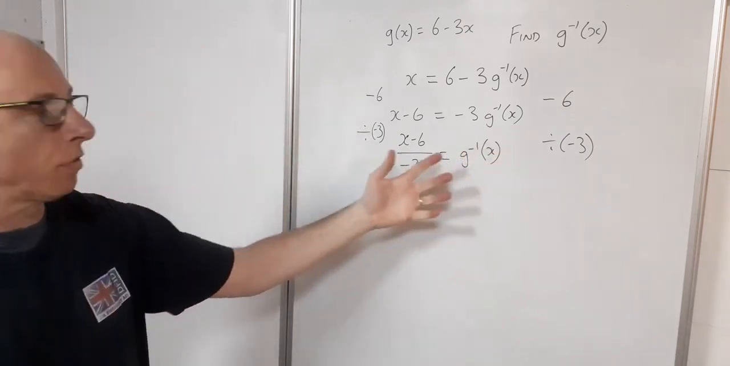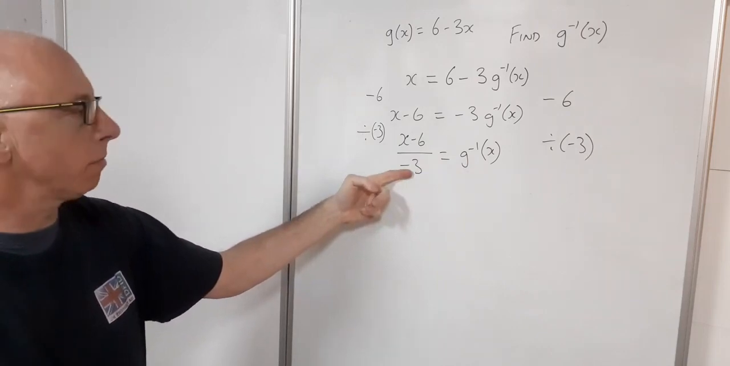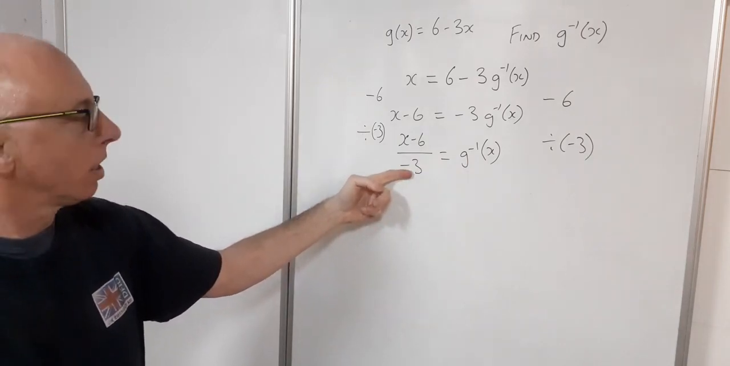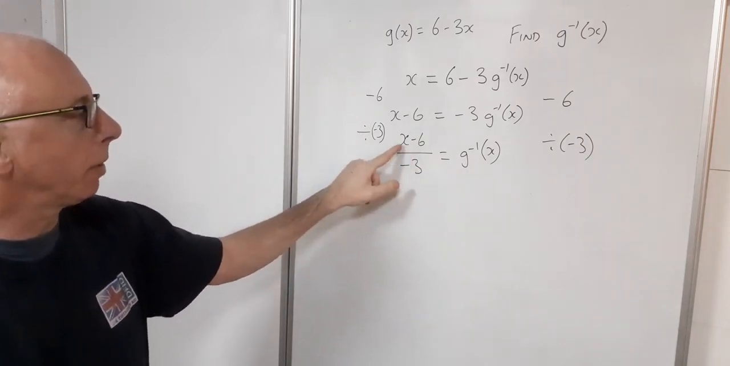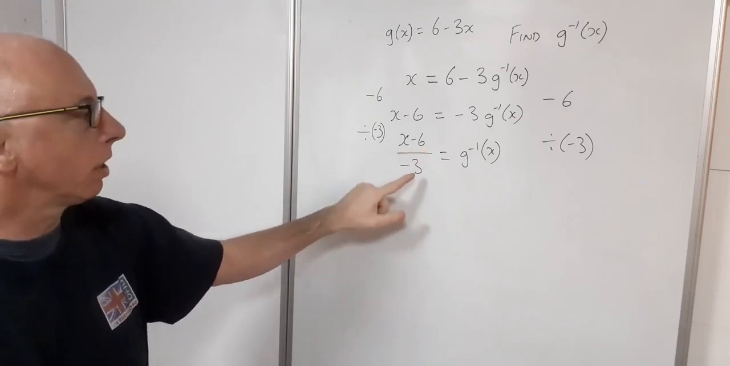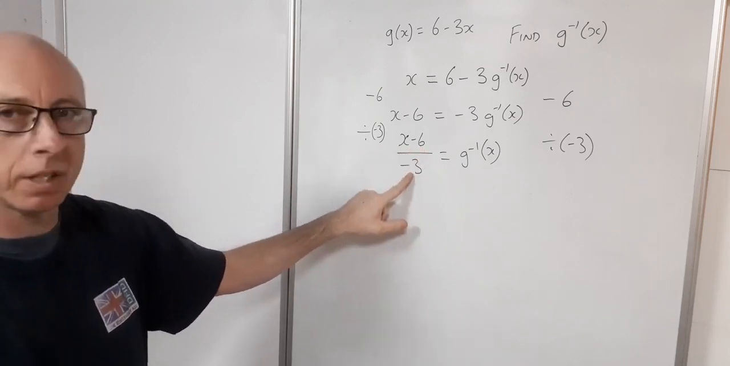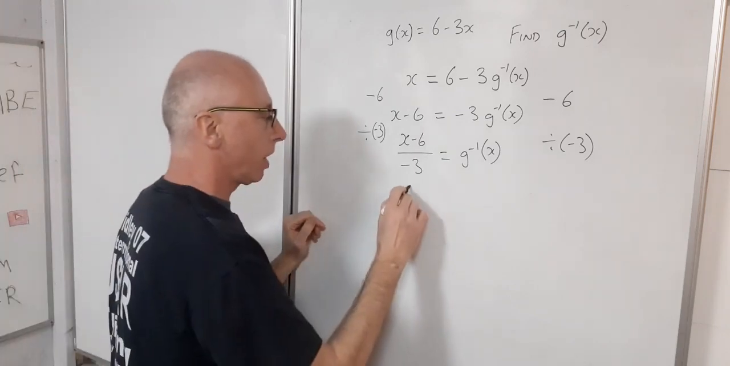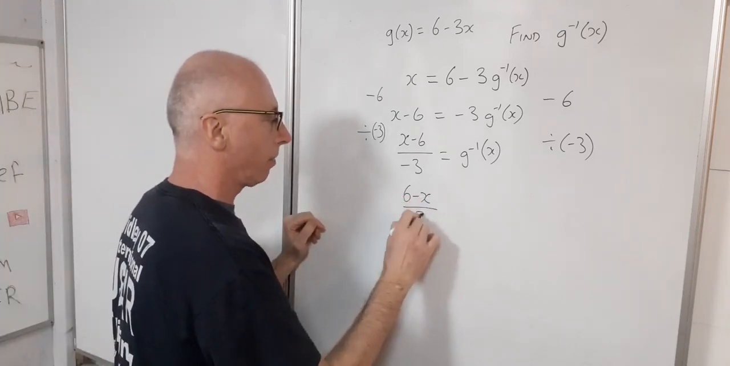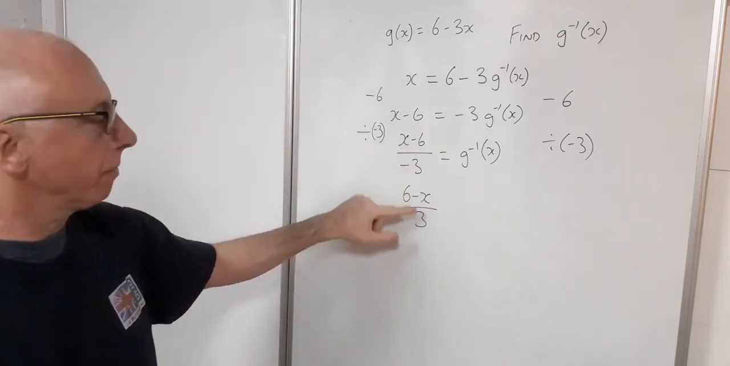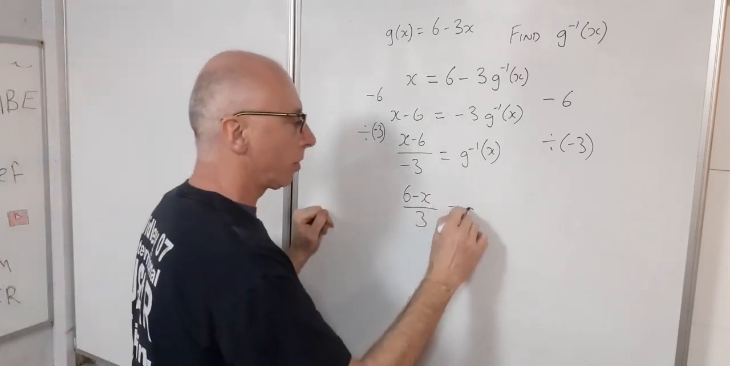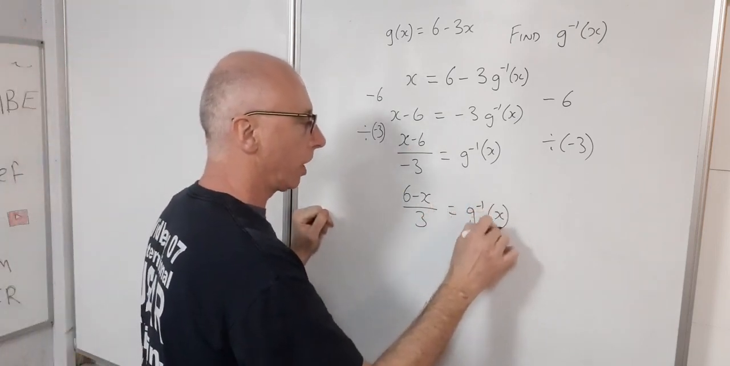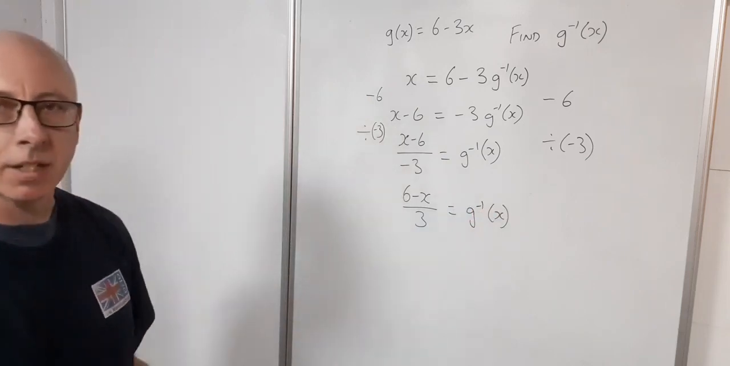Now that is correct, but we can do better with this minus sign on the bottom. So what I'm going to do now is, if I flip these two round, I can now have a positive on my denominator. So now I can write 6 minus x over 3. So that's now the same. And then that equals my inverse function g of x. And that's a good place to stop.